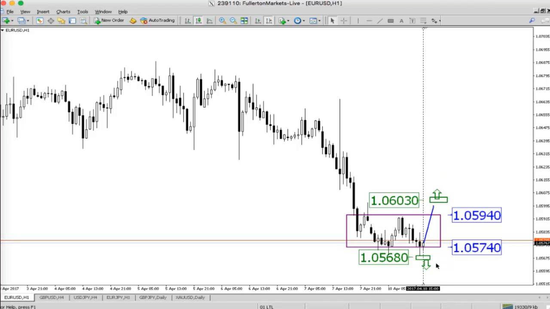Because the consolidation is pretty small on the H1 chart, it is only 20 pips. So personally, for such a tight consolidation, I prefer not to play within the consolidation. I would prefer to look for a breakout play instead. So this is basically Euro Dollar H1 for me. The next suggestion is silver. Silver daily chart. Let's look at silver daily.